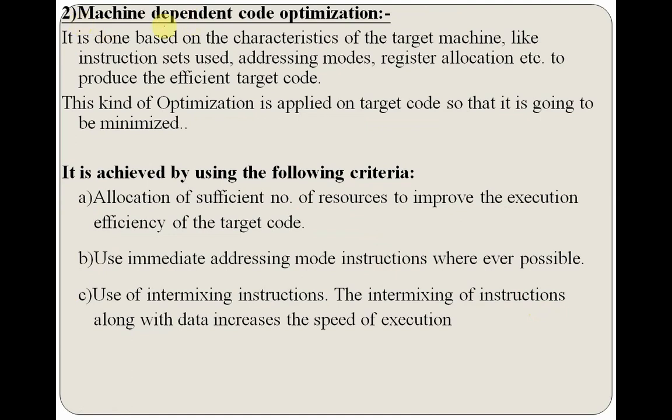Second one, machine dependent code optimization. The characteristics of the target machine, like instruction sets used, addressing modes used, registers used, different register purposes, register allocation schemes. By applying all these techniques, we can produce an efficient target code. So this kind of optimization is applied on target code, not the intermediate code, so that it is going to be minimized.